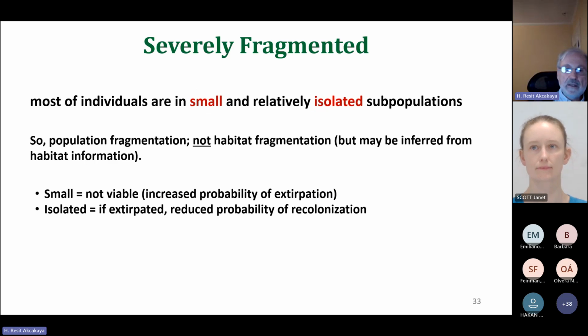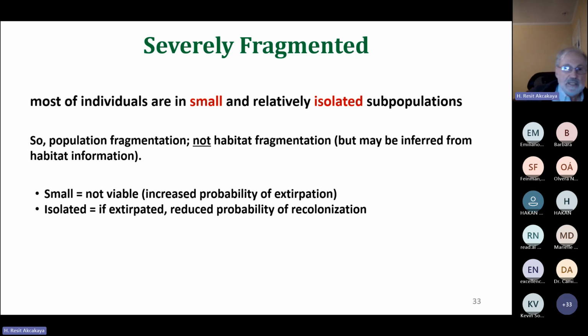So the last topic I want to cover is another complicated one, which is often misapplied, which is about severely fragmented. Now, the definition in the red list categories and criteria is that most of the individuals are in small and relatively isolated populations, subpopulations. So basically, severely fragmented is about population fragmentation, not habitat fragmentation, but it is often inferred based on habitat information. So there are 2 critical things to decide. Small, if the individuals are in a small subpopulation, and if they're in an isolated subpopulation.